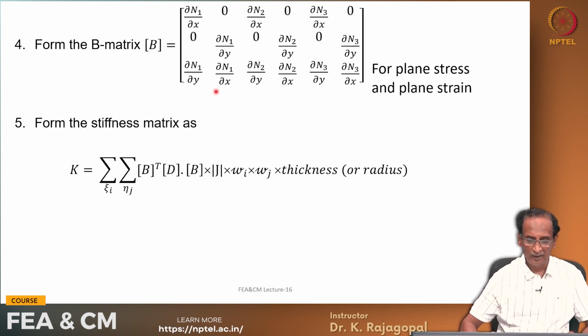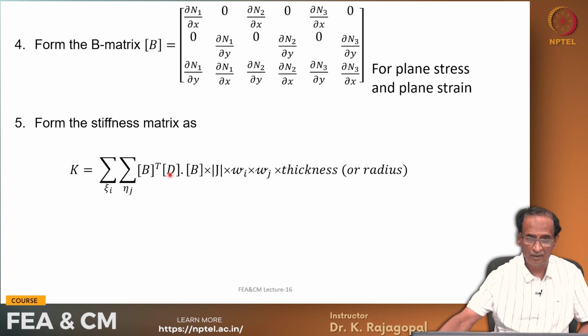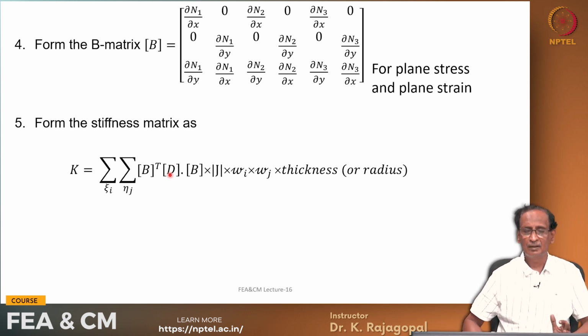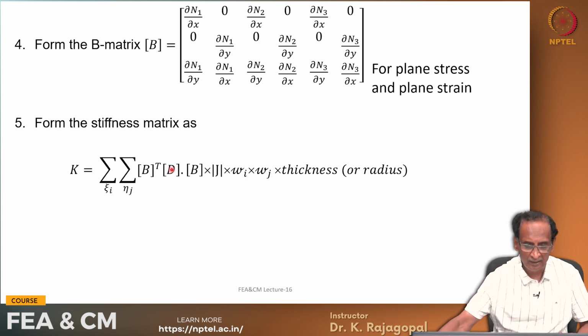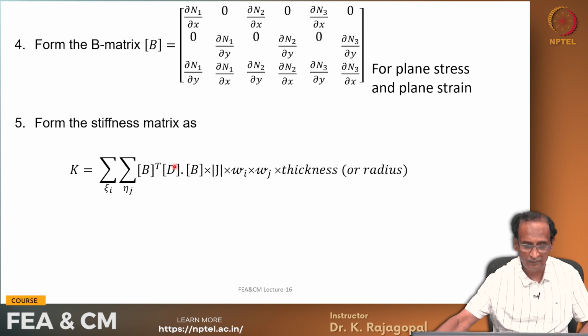And then we can form the stiffness matrix by this product B transpose D B, where B is our strain displacement matrix, D is our constitutive matrix relating the stress and strain, and this term we will see in more detail when we look at constitutive models. And then this is our determinant of the Jacobian matrix.